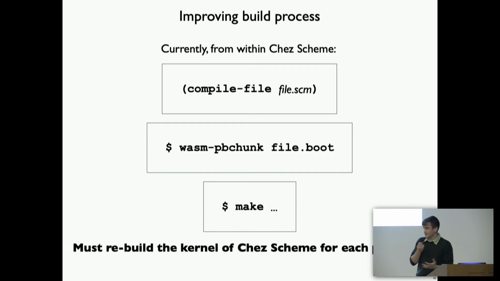And then this is the annoying part, right? You have to essentially rebuild the kernel of Chez Scheme for every program that you want to execute. And that's where things get annoying, because you don't want to have to recompile your compiler for every program that you want to execute. It's not the most convenient.